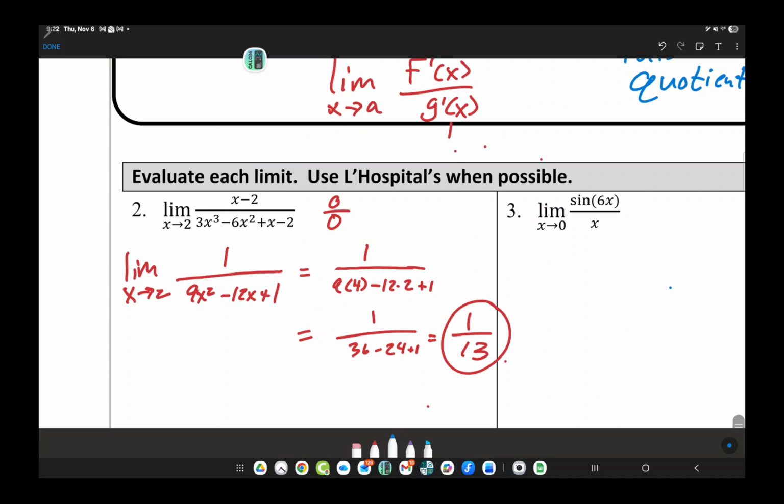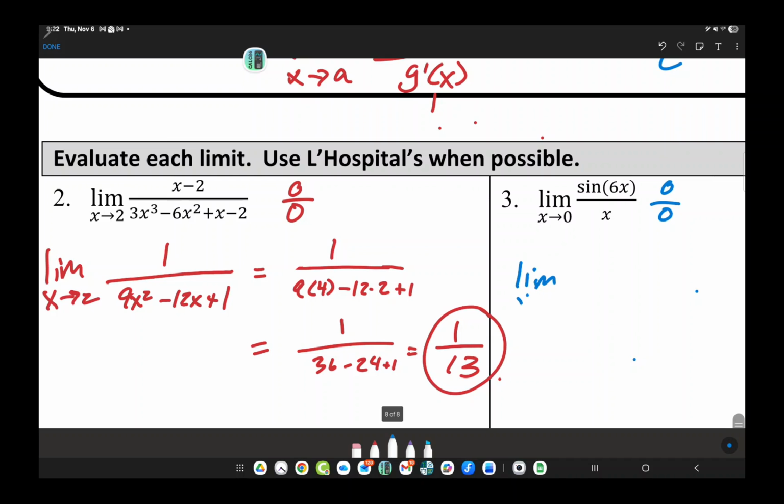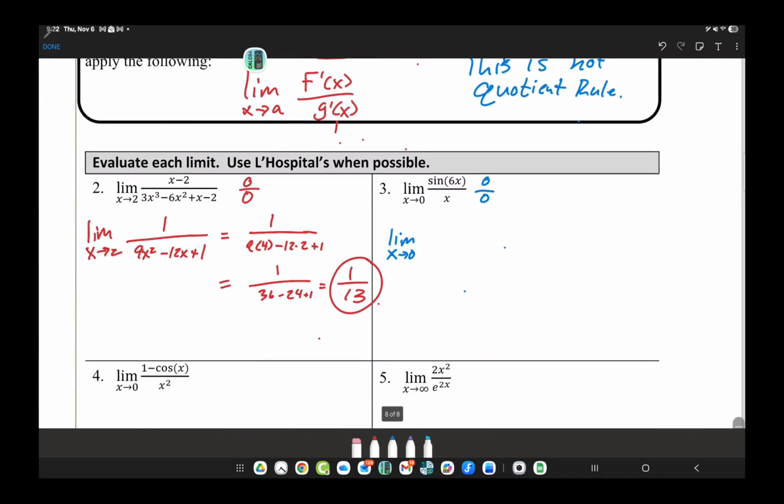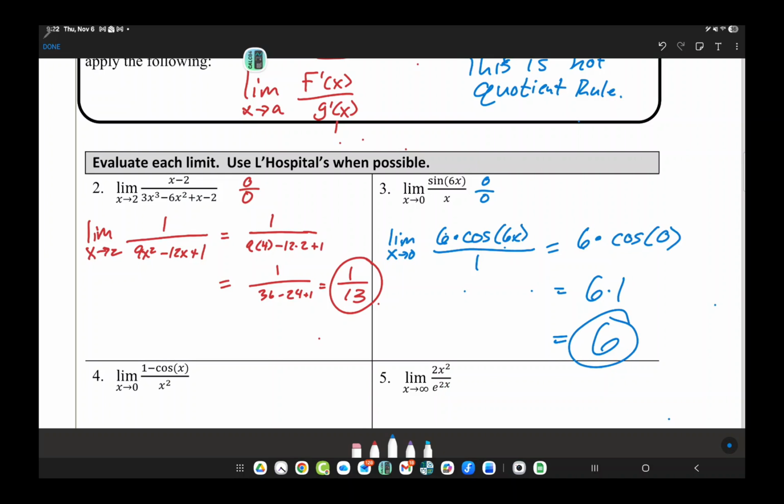Because if you plug in 0, sine of 0 is 0 over 0. So it does work. Now we take the limit as x approaches 0, and we take the derivative. The derivative of sine 6x is going to be 6 times cosine of 6x. The derivative of x is 1. So now when we plug in 0, we get 6 times cosine of 6 times 0, which is 0, which is 6 times 1, or just 6.